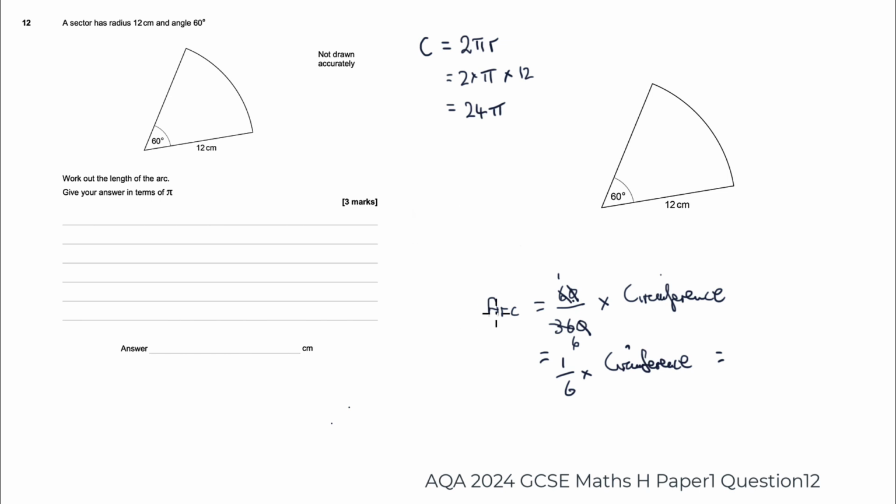So it's 1/6 of 24 times pi. And 6 goes into 24 4 times. 1/6 of 24 is 4. So this arc length is 4 pi centimetres.